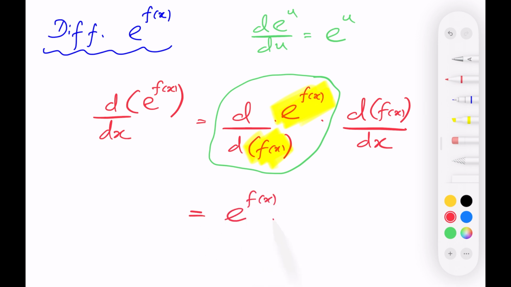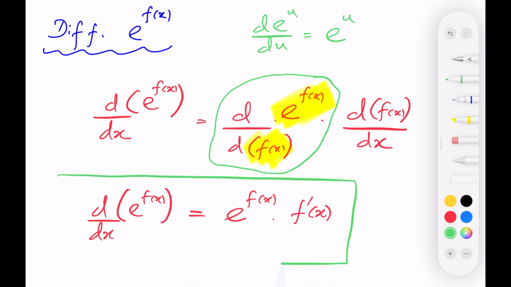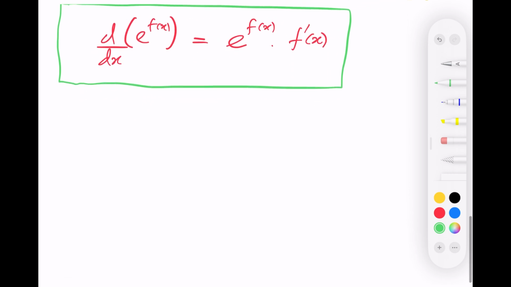That's the first part only. And then I have this second part. This answer times the derivative of f of x with respect to x, which I will simply write as f prime x. This is the derivative of e to the f of x with respect to x. Please note that f prime x is the first derivative of f of x with respect to x. This is also a very important result. Please try to remember that.